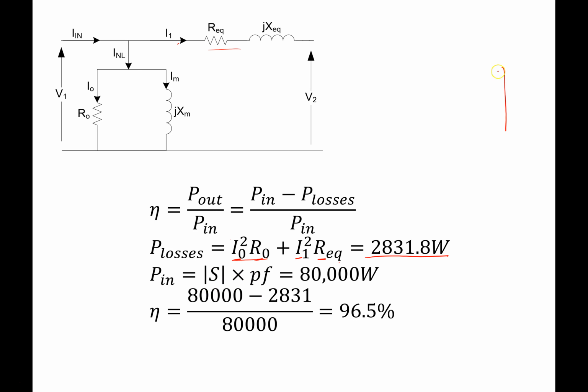The input power is simply the apparent power multiplied by the power factor. If you remember your triangle, theta, Q, S, then P is equal to S cosine theta, which is equal to S by the power factor. So that gives us 80,000 watts, and then we could simply plug it into our equation, 80,000 minus 2831 on 80,000, and we get 96.5%.